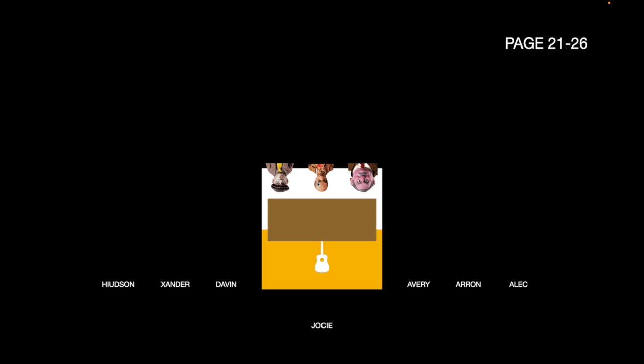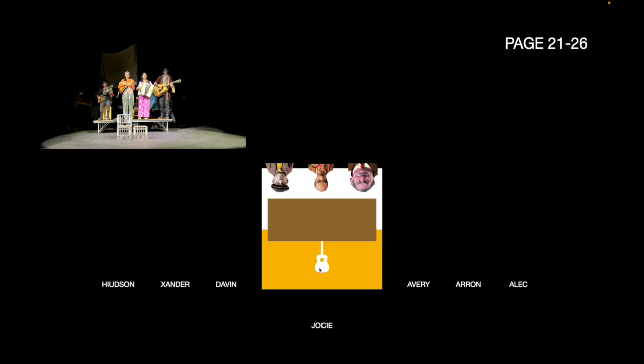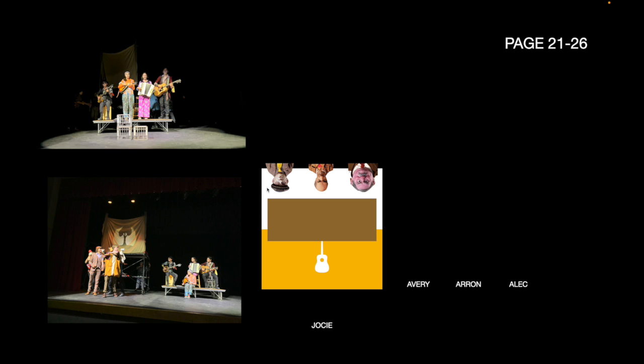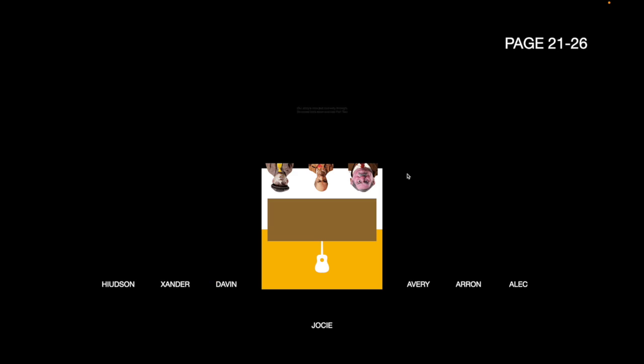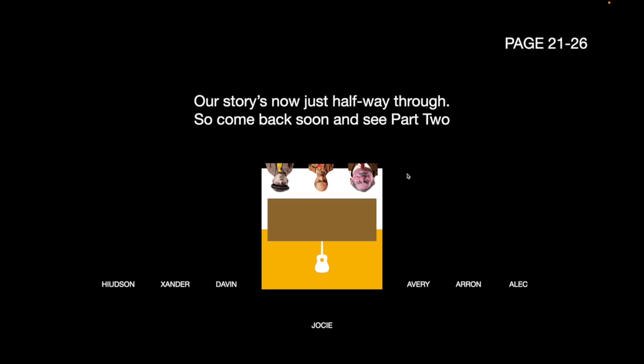You'll notice that here, this is the platform with the guitar that the band's on. This white box is scaffolding. These are the shadow puppets that are on the downstage side of the scaffolding, and on the upstage side are the big puppet heads of the three farmers. Now, just to be clear, these are not what our puppets look like. I just stole these from the internet, from the movie, just so we knew who they were. This starts with: "Our story is now just halfway through, so come back soon and see part 2."